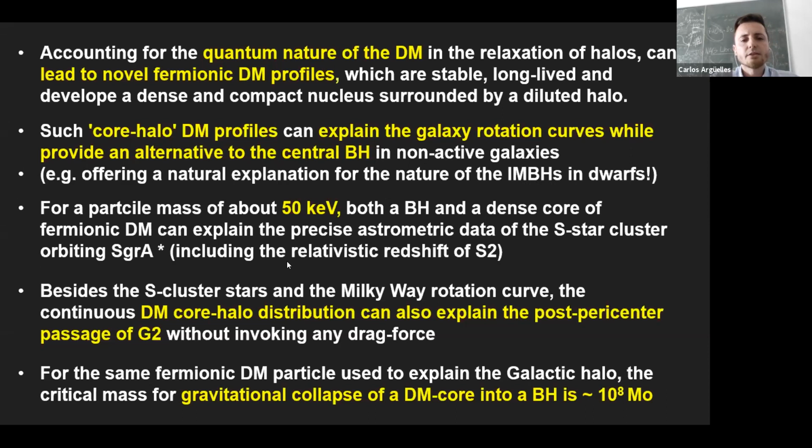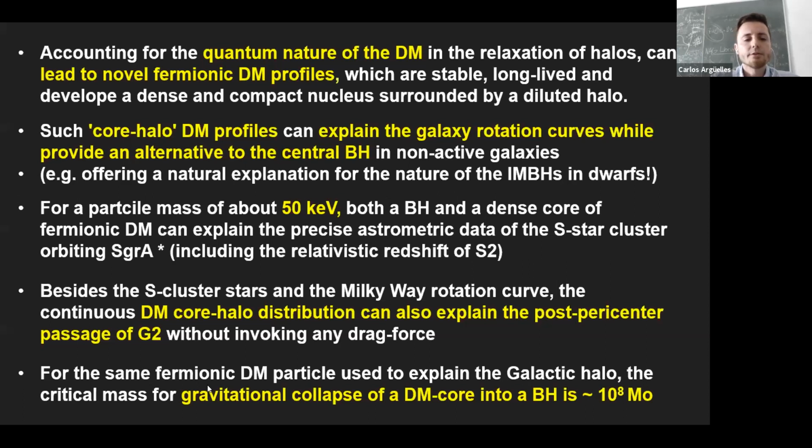Then, for particle masses of 50 keV, both the black hole and the core of dark matter can explain the precise astrometric data of the S-cluster stars, including S2. But besides the S-star cluster and the Milky Way rotation curve, this continuous core-halo distribution can also explain the post-pericenter passage of G2 without invoking a drag force.